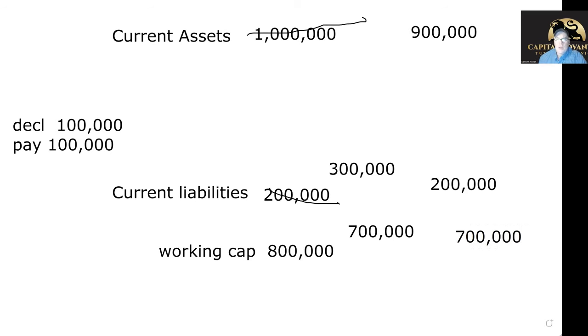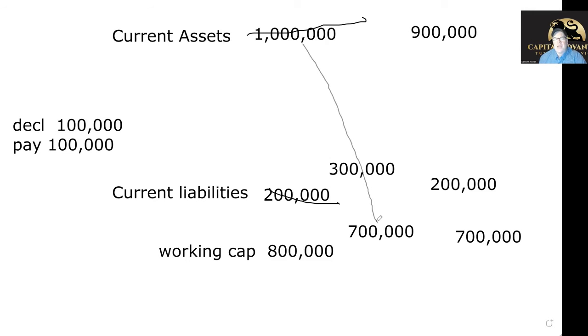Just declaring it does. Where are we? So current assets minus current liabilities, working capital of 800 grand. I declare a $100,000 dividend. That doesn't affect this yet, but I do owe that money. So now I owe 300 grand. So my working capital is now only 700,000.